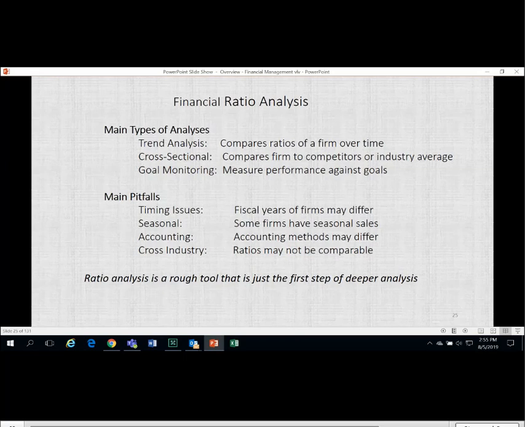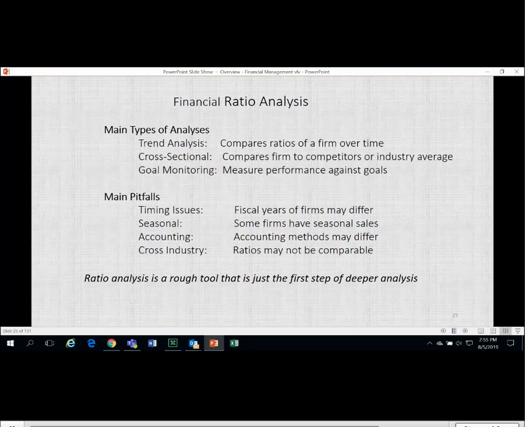Accounting. Well, accounting methods may differ. For instance, in financial institutions, some institutions keep all of their security investments on their books at the original purchase price. Other banks keep the value on their balance sheet at the current market value of those securities, and that market value increases and decreases over time. So it's hard to compare those.